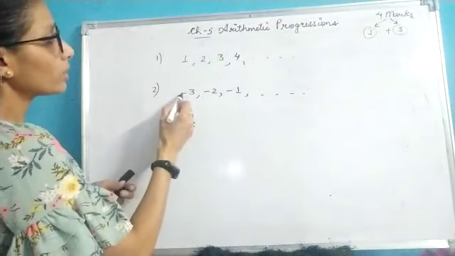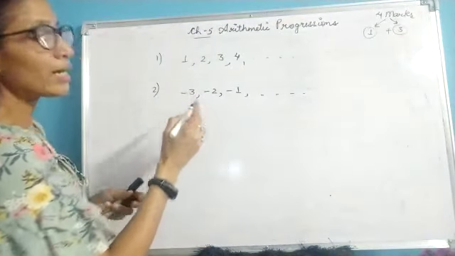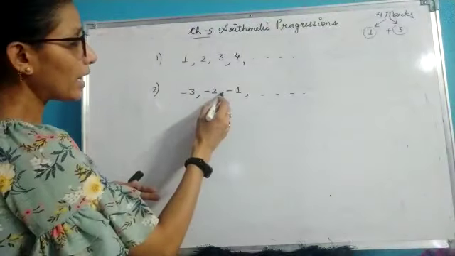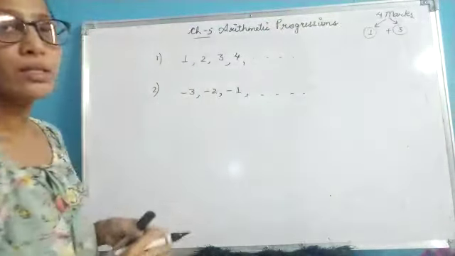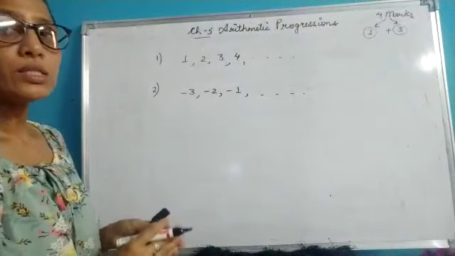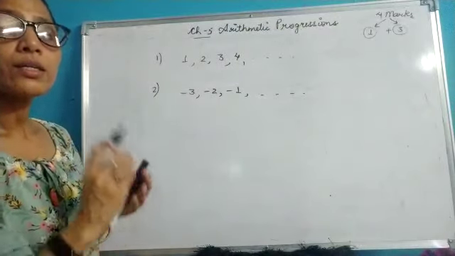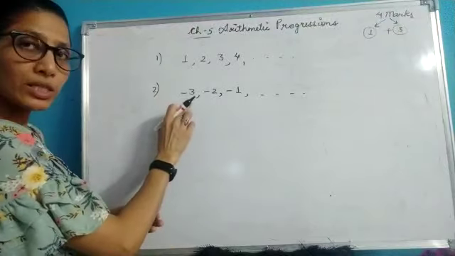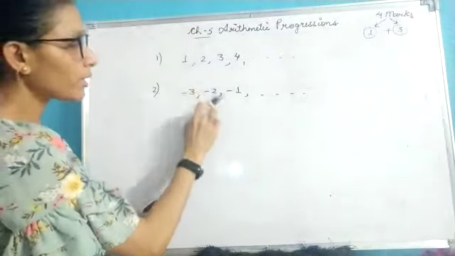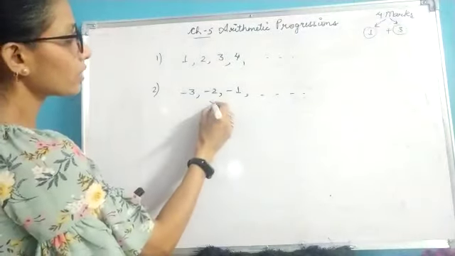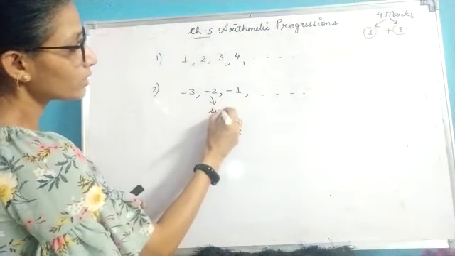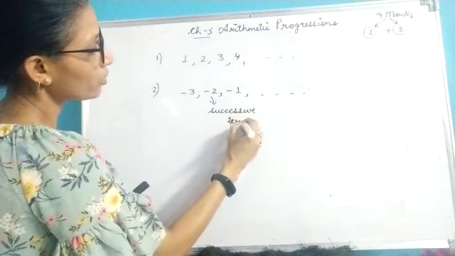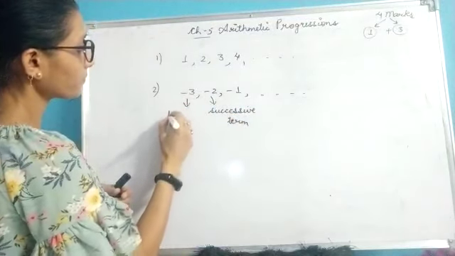Here also, this is -3. If I add 1 to this term, I will be getting the next term. If I add 1 to this term, I will be getting the next term. That means I am adding a fixed number to the preceding term to get my successive term. The next number is known as the successive term, and this is your preceding term.